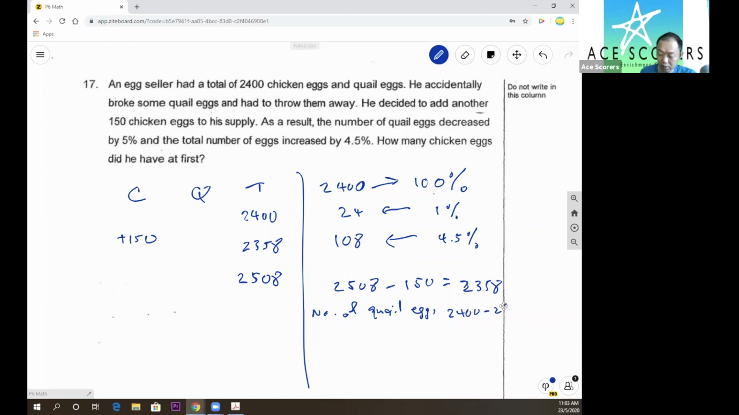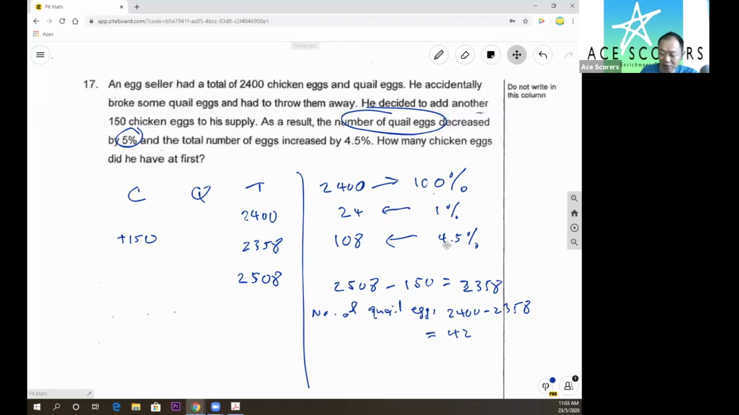2400 minus 2358. So that is 42. Okay, so the broken eggs is 42. Now this 42 happens to be 5% of the number of quail because after breaking 42, it became 5% less, correct?